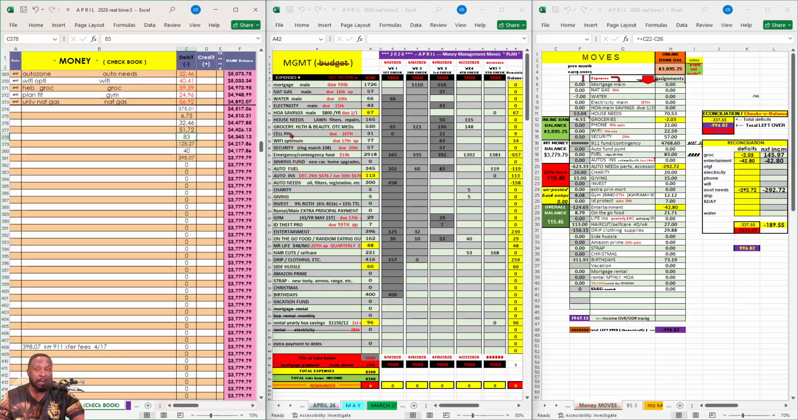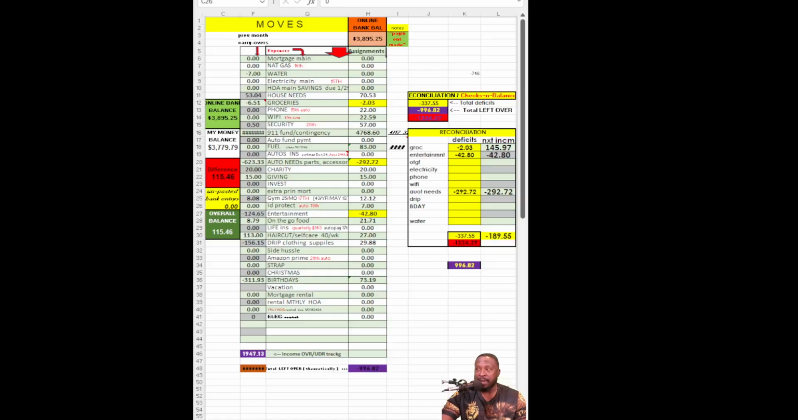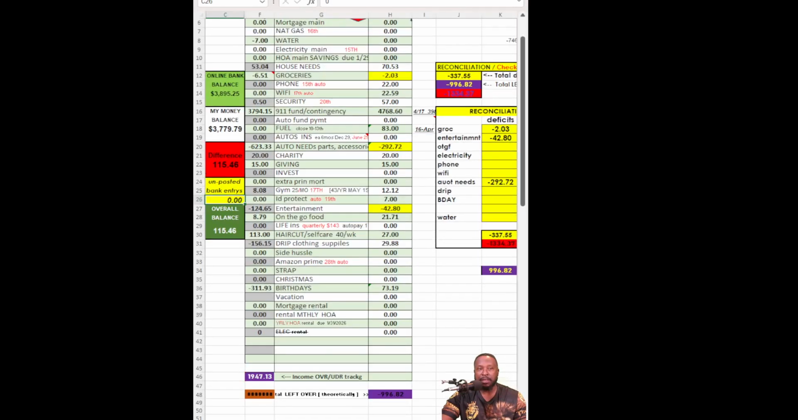So what I'm going to do is come over here, and in this yellow box on the moves spreadsheet, I'm going to enter those two amounts as unposted bank entries. Unposted bank entries. Let me show you that. So you see here, this yellow box indicates unposted bank entries. I'm going to increase the size a little bit. Yeah, I think that's better to see. So I'm going to enter the $32.46 plus 83.